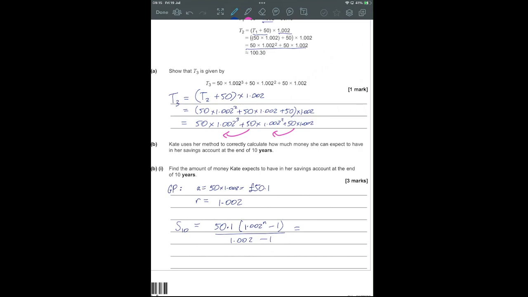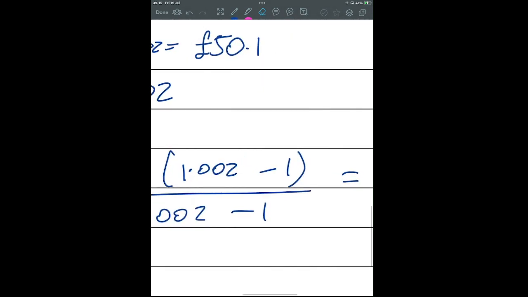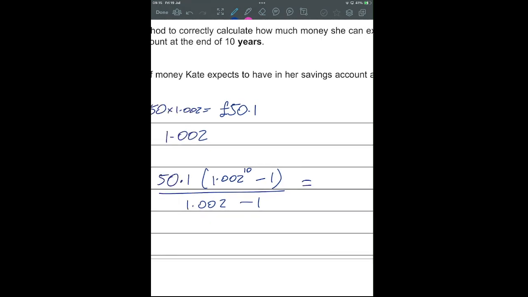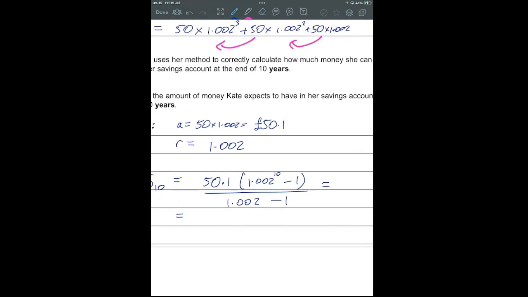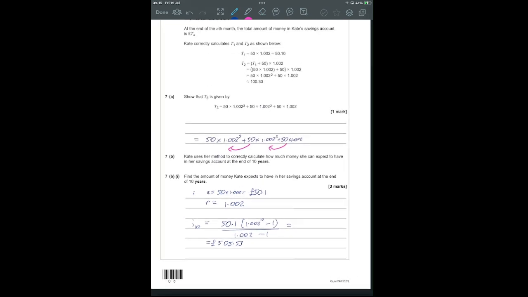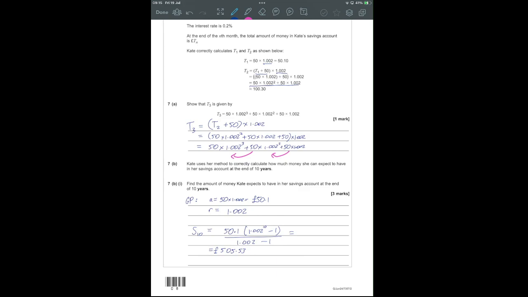So typing that carefully into my calculator, to the power of 10. I did write n, I am going to change that. Over r minus 1. So we're summing 10 terms, so I should have power of 10 here, and that's giving me £505.53. Money, 2dp, as standard.